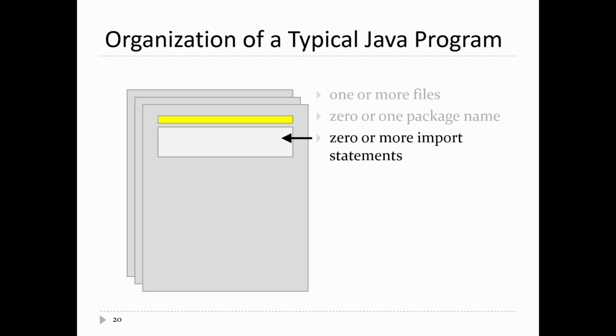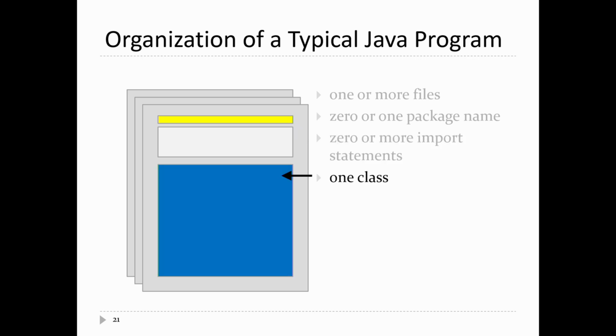Then you'll have 0 or more import statements. So if your class requires the facilities of other classes, it may have to import those other classes. And then inside the file is typically one class. That's not a fixed rule. You can put more than one class inside of a file. You can put a class inside of a class, but typically there's one class inside of a file.